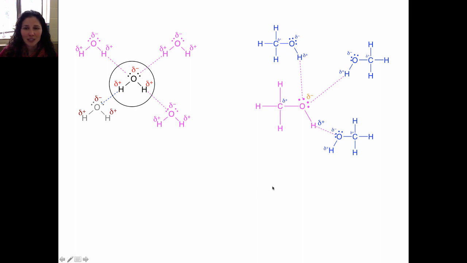The difference between these 2 molecules is that the water can make 4 interactions per molecule and the methanol can only make 3 interactions per molecule. This results in a much different boiling point between water and methanol, even though both of these molecules have the same types of intermolecular attractions. Both have London forces, dipole-dipole, and hydrogen bonding.